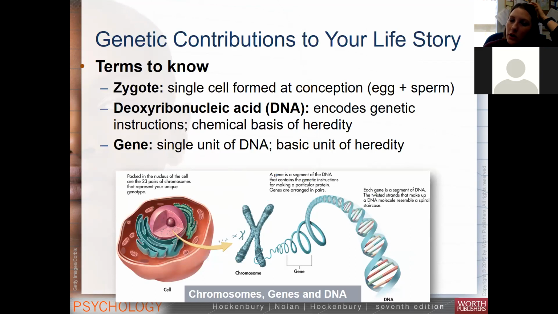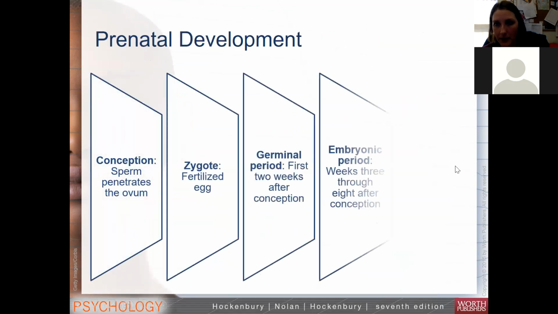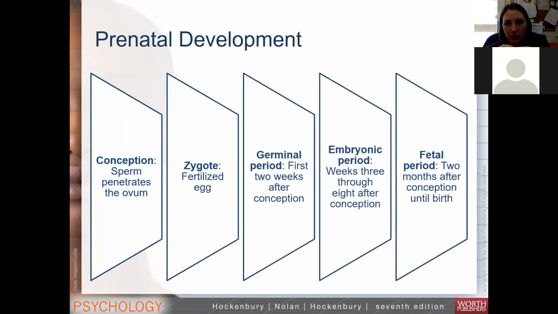Now, let's talk about some terms in prenatal development. Here we talked about this idea of conception. This is where the sperm is going to meet the egg, and this is where the cells begin to start doing stuff. Conception is when the egg and the sperm meet, and that forms a fertilized egg. Once the egg is officially fertilized, it's called a zygote, and then the zygote is going to start changing very, very quickly. The first 2 weeks after conception we refer to as the germinal period. Then up to week 8, that's considered the embryonic period.